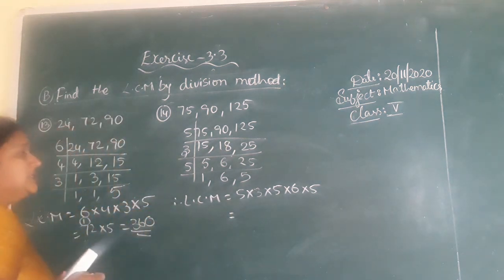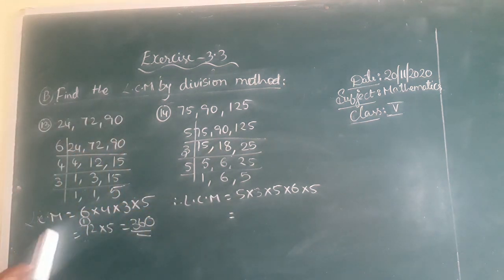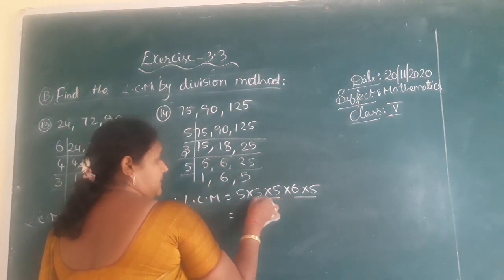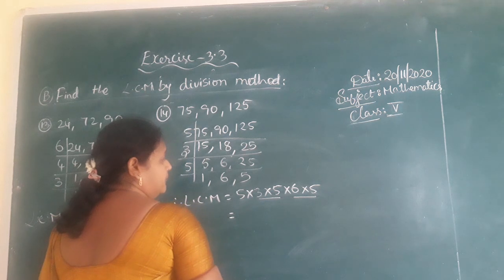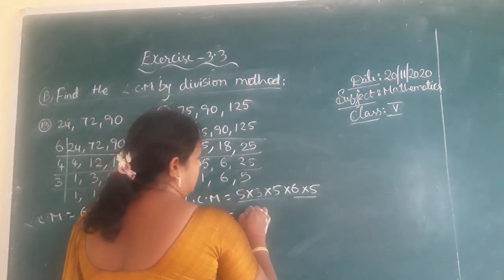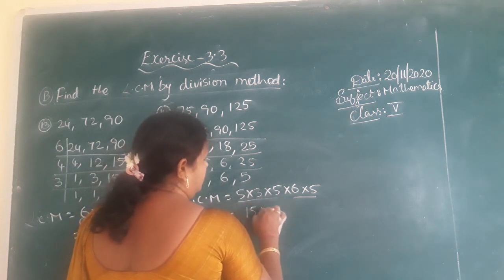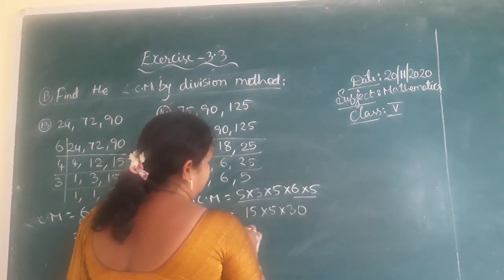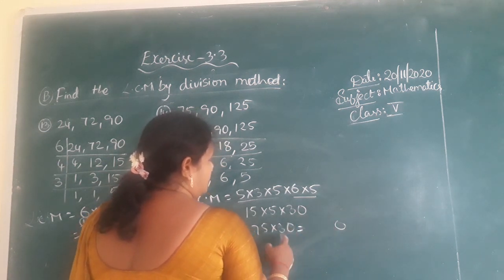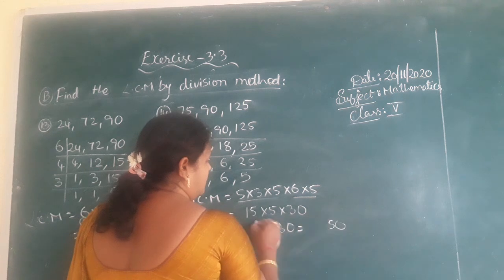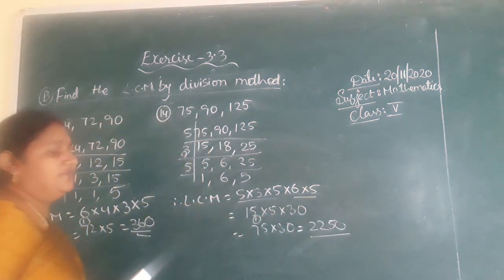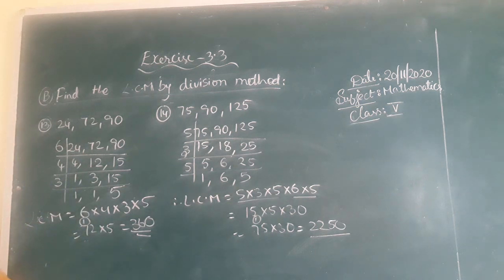150, 750, 30, 30 into 15, 450, 75 into 30, 2250. 2250 is the right answer.